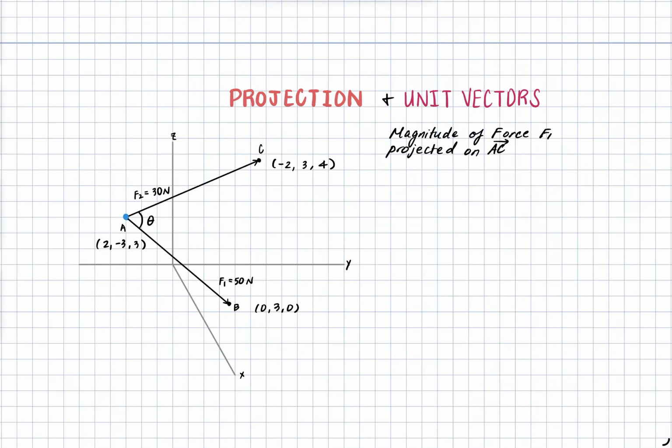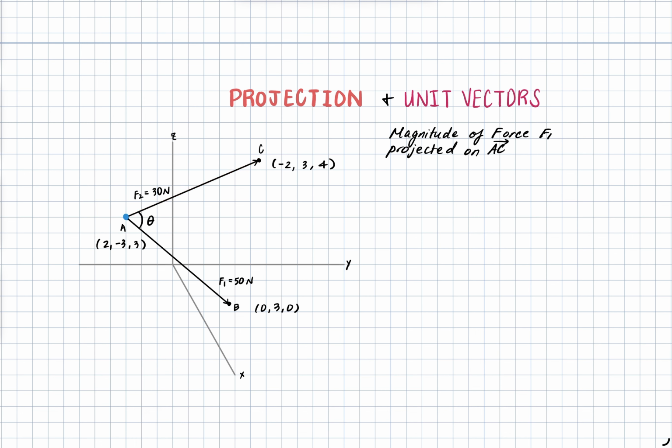Hey guys, in this video we're going to be learning about projection and also unit vectors. Looking at the diagram on our left, we see that we have two forces. F1 has a magnitude of 50 newtons, and it goes from point A to point B. Then we have our second force, which has a magnitude of 30 newtons, and it goes from point A to point C.